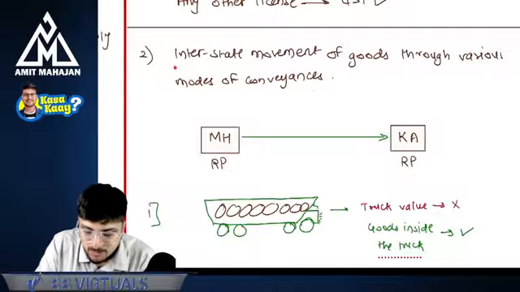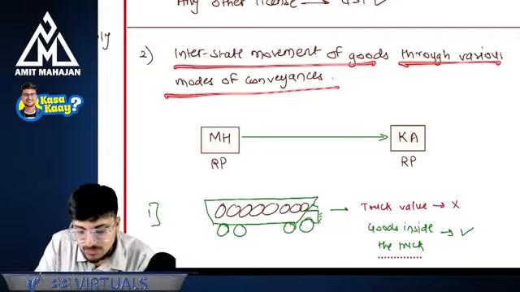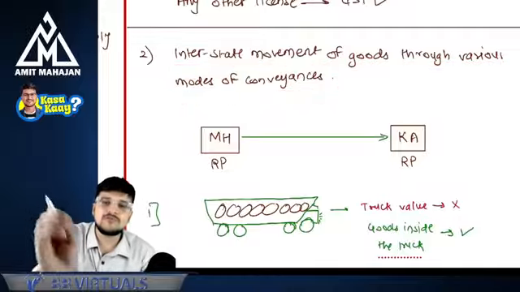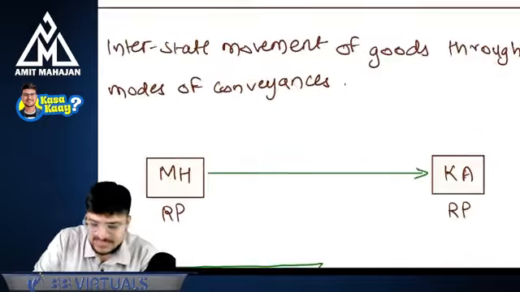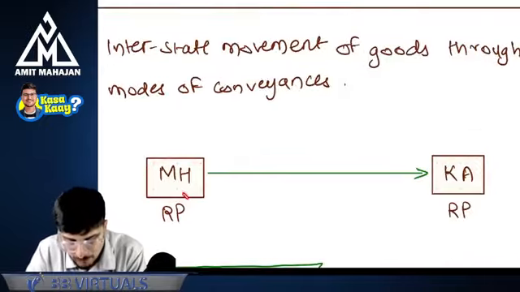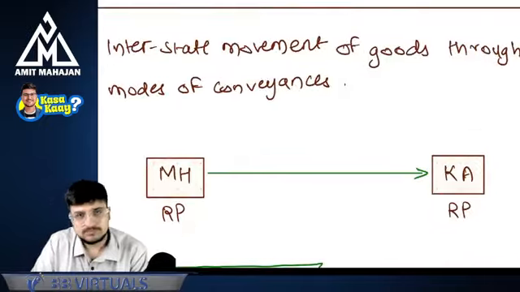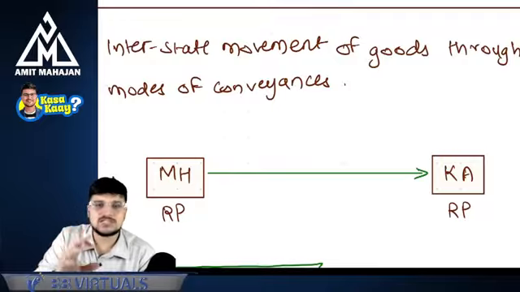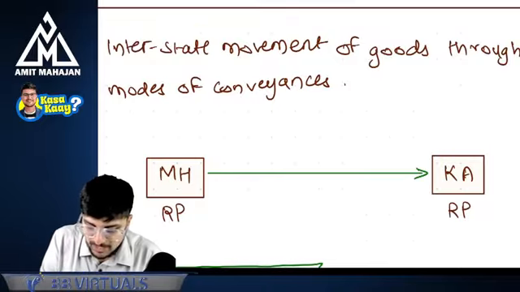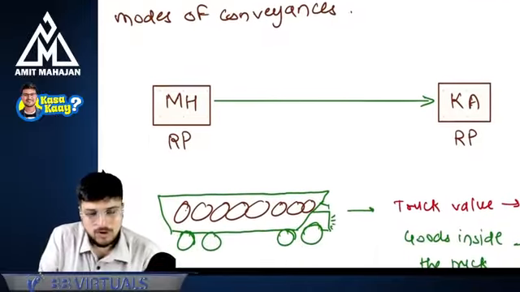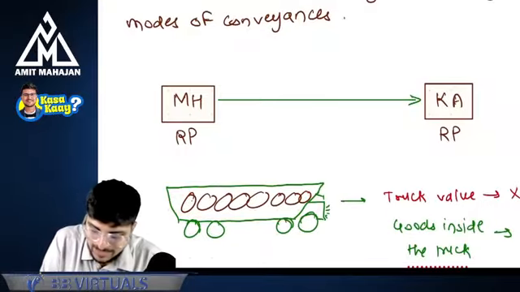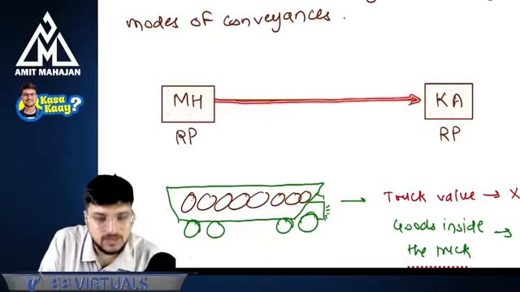Again, interstate movement of goods through various modes of conveyances. What is the meaning of this? Let's take an example. I have one office in Maharashtra and one office in Karnataka, and both are registered. I want to transfer certain stock from Maharashtra to Karnataka. So what did I do? I have one truck. In that truck, I loaded all the goods and transferred those goods from Maharashtra to Karnataka.